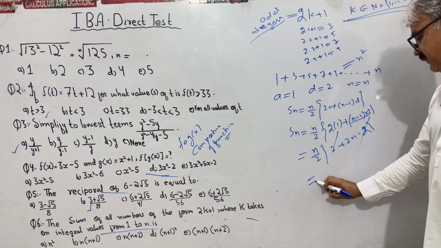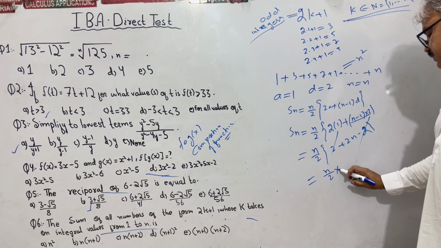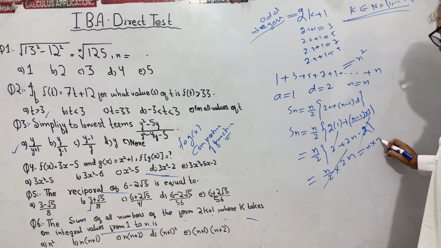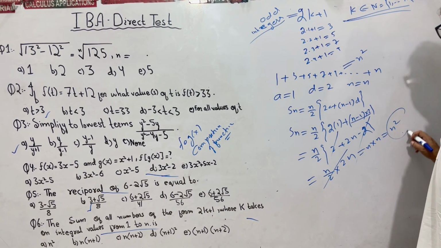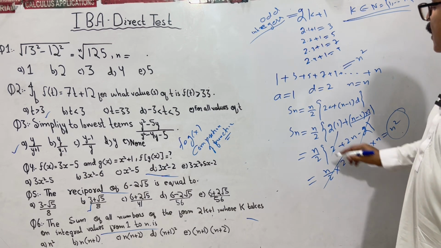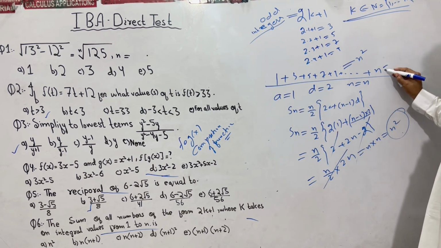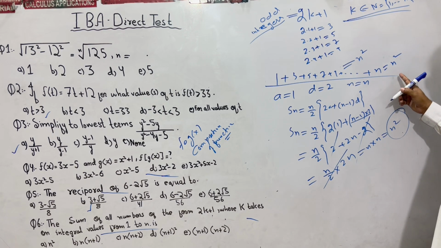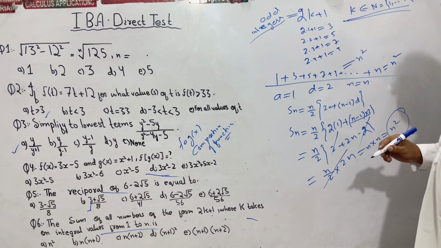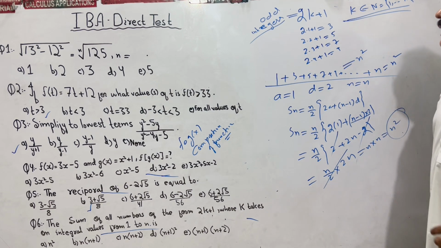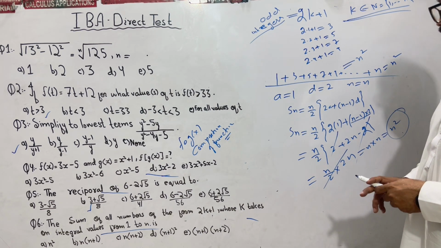Cancelled out, we have n over 2 times 2n. 2 cancelled out, n times n is n square. So the sum of first n odd natural numbers is given by n square. One can verify the sum of all even numbers is n square plus n, while the sum of all natural numbers is n times n plus 1 over 2.